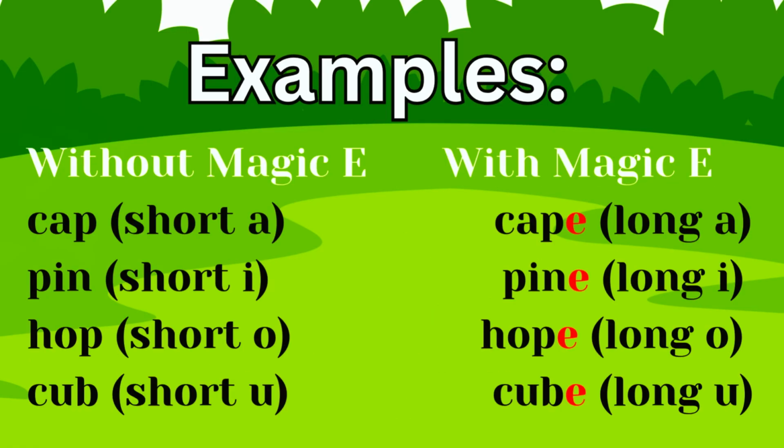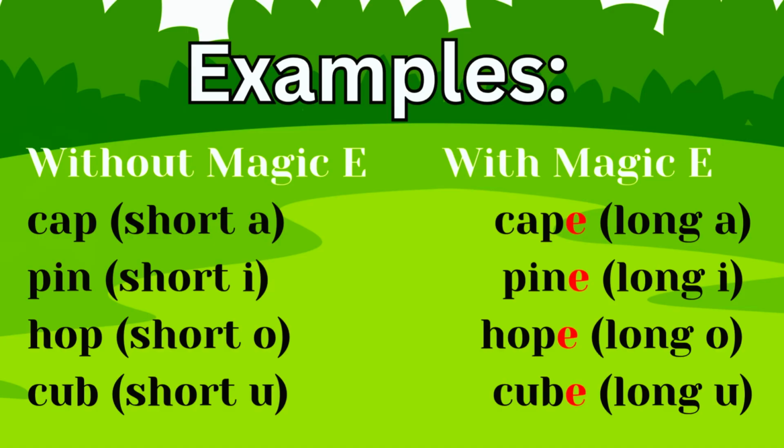Let us look at some examples. Words without the magic E and words with magic E. Cap. It has a short vowel sound. When E is added to the word, it becomes cape. It gives the long A sound. Pin has a short I sound. When E is added to the word, it becomes pine. That's the long I sound.